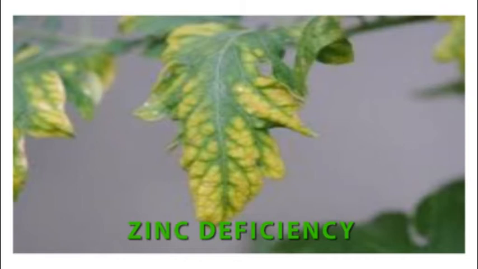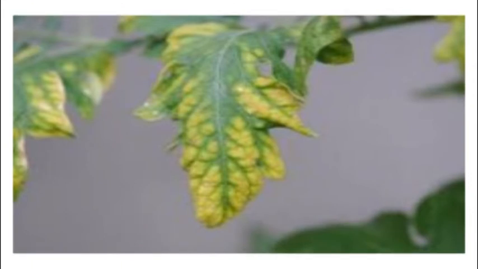As the deficiency progresses, these symptoms develop into an intense interveinal necrosis, but the main veins remain green, as in the symptoms of recovering iron deficiency. In many plants, especially trees, the leaves become very small and the internodes shorten, producing a rosette-like appearance.